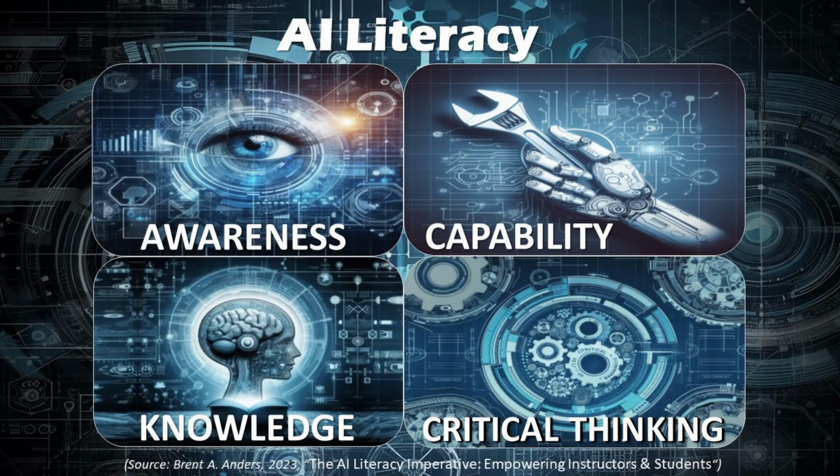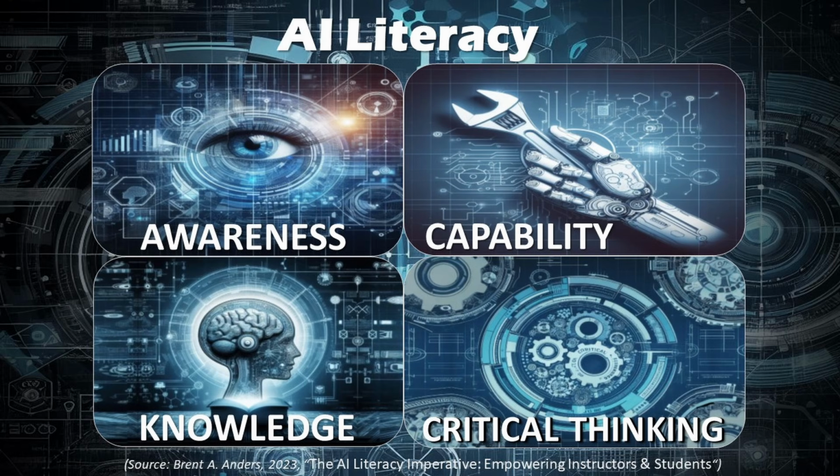The first thing that's really important is that we have to have a basic foundational understanding of AI literacy to begin with. This is important so that we can use AI in the right way, efficiently, as well as ethically. These are the four major components of AI literacy: awareness, capability, knowledge, and critical thinking.